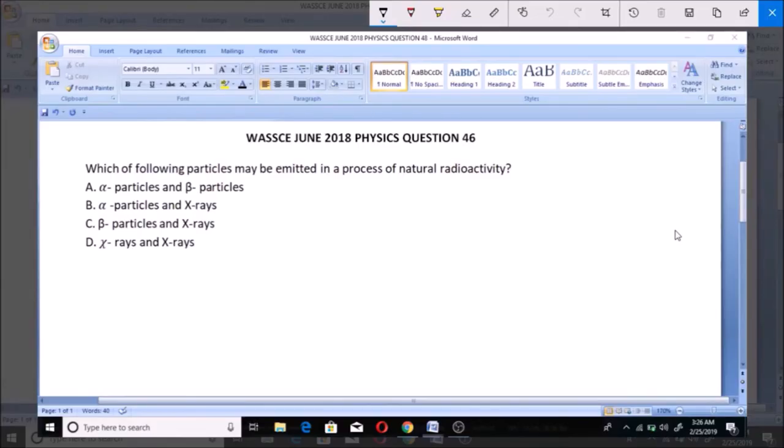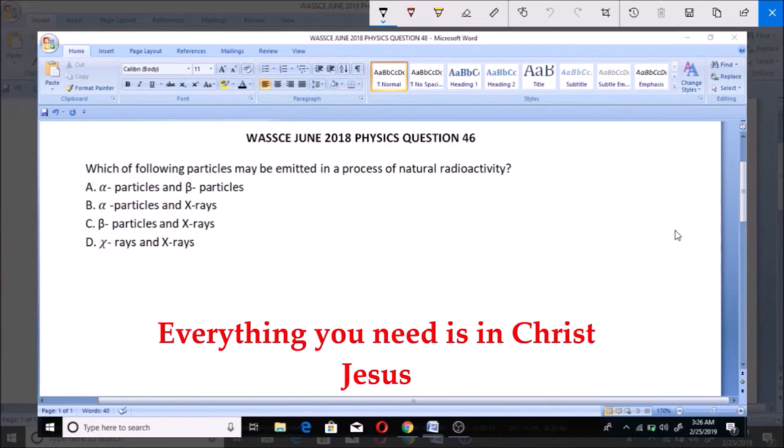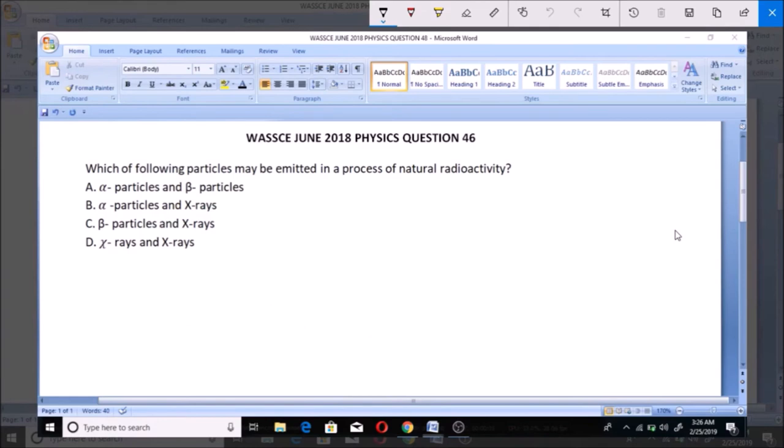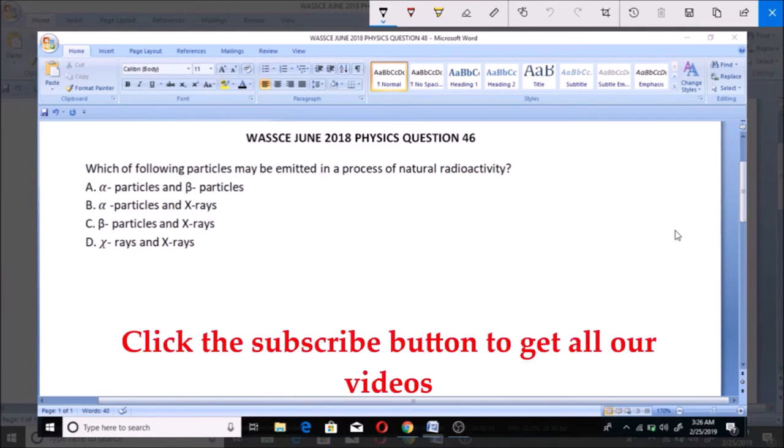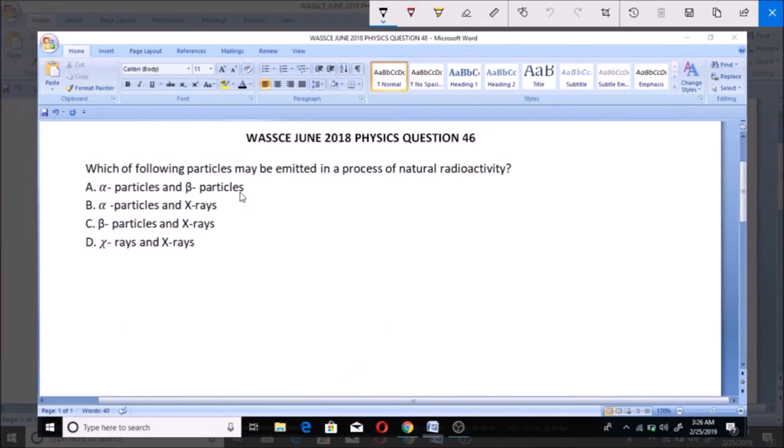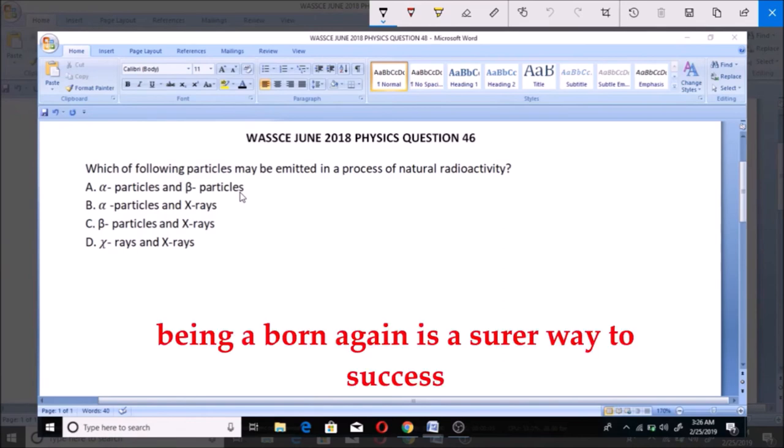Yes, let's look at this question number 46 for WAEC Physics 2018. Which of the following particles may be emitted in a process of natural radioactivity? A, alpha particles and beta particles. B, alpha particles and X-rays. C, beta particles and X-rays. D, X-rays and gamma rays.